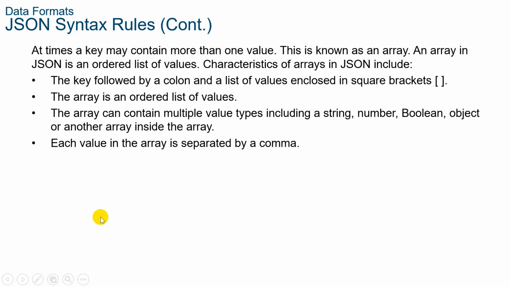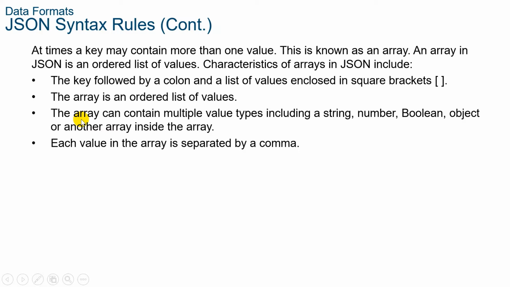Okay? So at times, a key may contain more than one value. This is known as an array. An array in JSON is an ordered list of values. Characteristics of an array in JSON include the key followed by a colon and a list of values enclosed in square brackets. So the array is an ordered list of values.